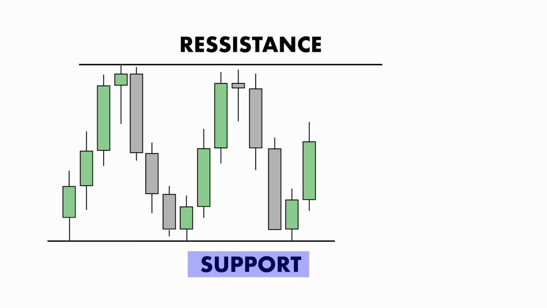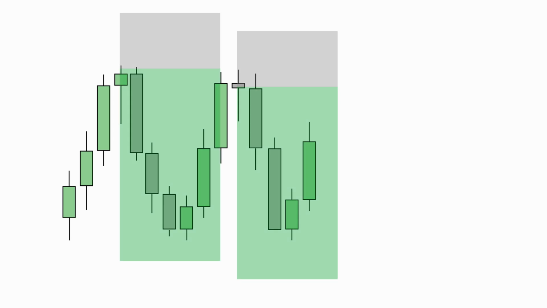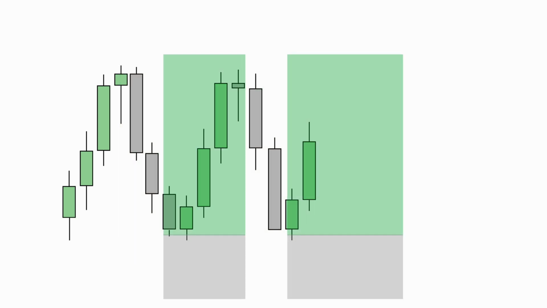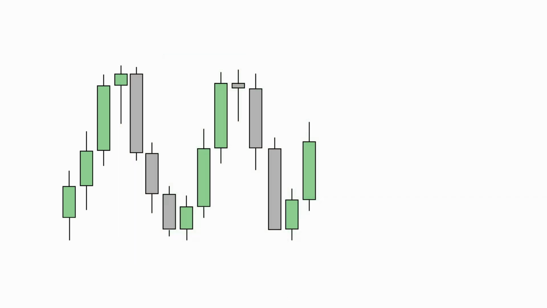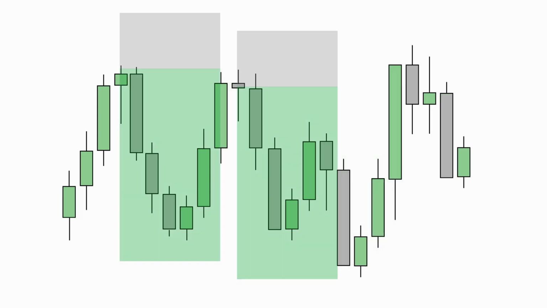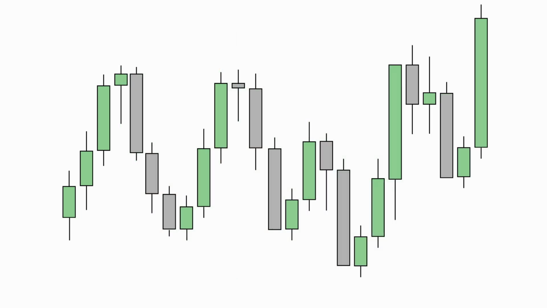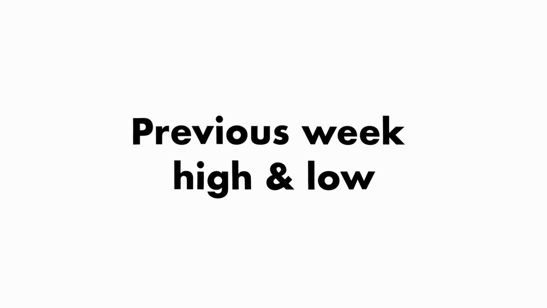But in reality, these levels build up liquidity, since traders place stop orders just above equal highs and below equal lows. Smart money often uses these areas to engineer liquidity grabs, pushing price slightly beyond these levels to trigger stops before reversing in the true direction. Next up, previous week high and low liquidity.